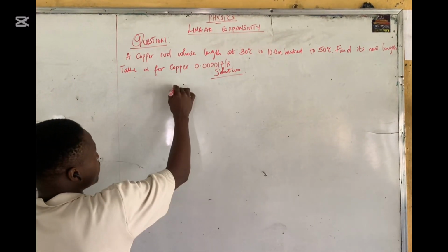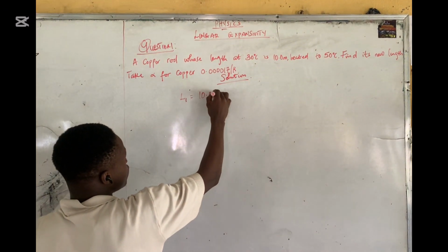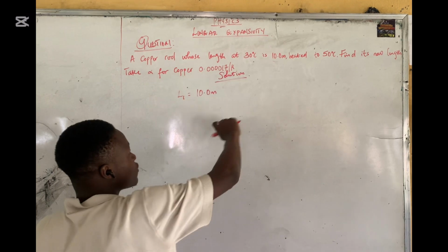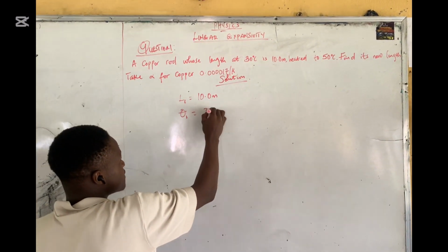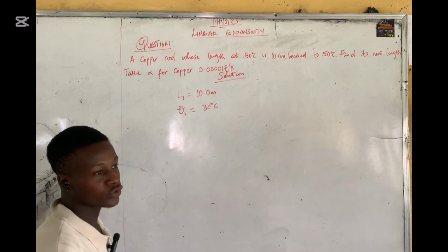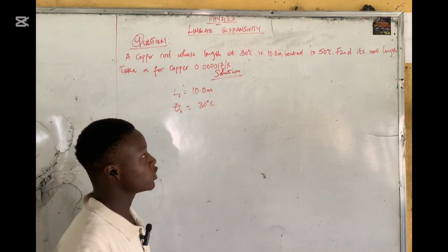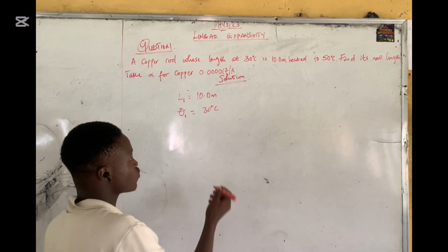So we have the initial length, which is L1, equal to 10.0 meter, right? And the temperature at this particular length, that is theta 1, is 30 degrees Celsius. Mind you, we are not working with degrees Celsius here, we are working with Kelvin. So we convert each of our degrees Celsius from the question to Kelvin. Let's do that.